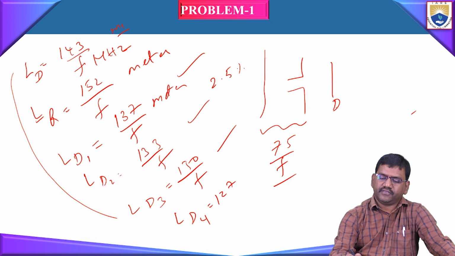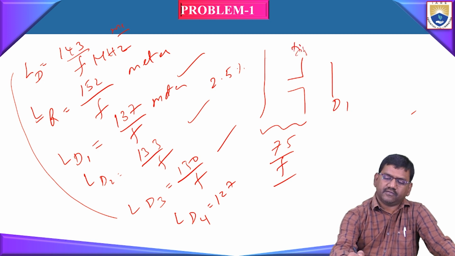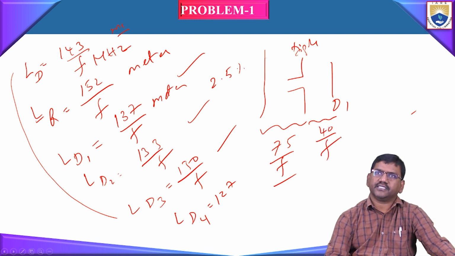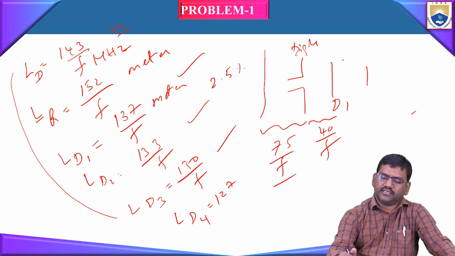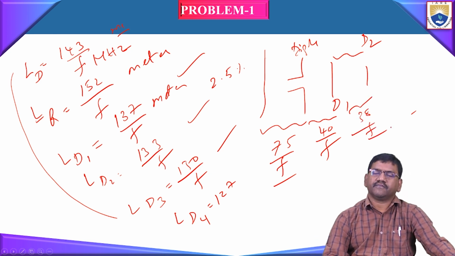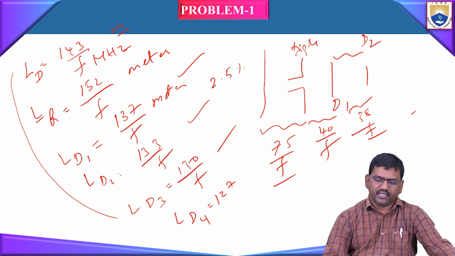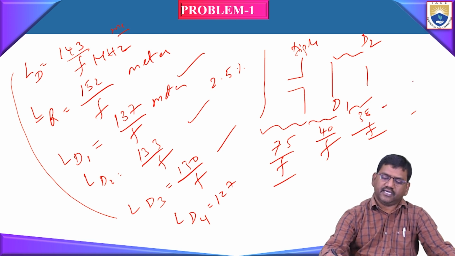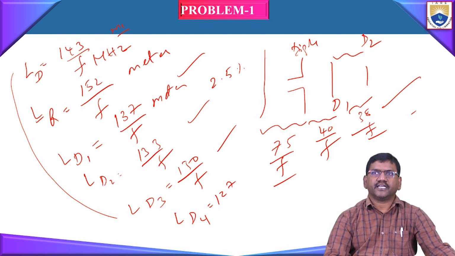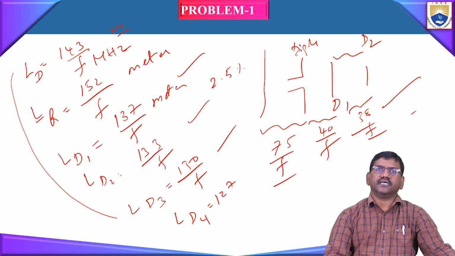Similarly, if this is the director 1 and this is the dipole, the spacing between the dipole and the director 1 is given by 40 by f megahertz. Similarly, the spacing between the dipole and the director 2 is given as 38 by f megahertz. So these are the standard spacings between the reflector and the dipole antenna, the dipole and the director 1, and also the director 1 and the director 2.